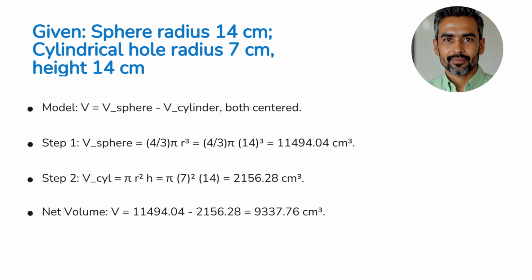Last example. Think of a sphere with radius 14 centimeters but with a cylindrical hole drilled right through its center. The cylinder has radius 7 centimeters and height 14 centimeters. It perfectly matches the sphere's diameter. The net volume equals the sphere's volume minus the cylindrical hole's volume.